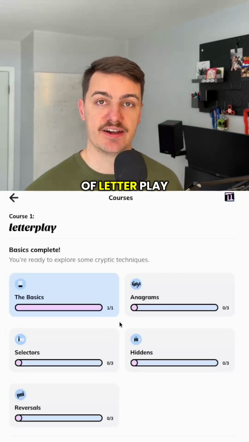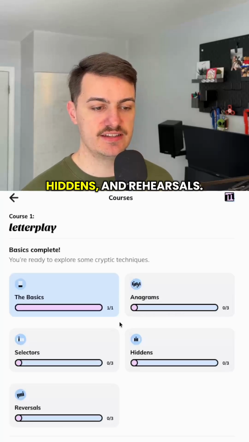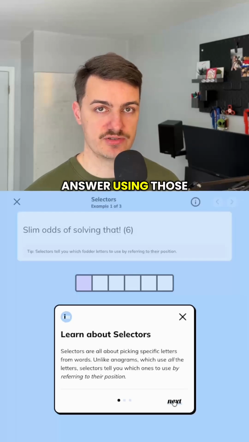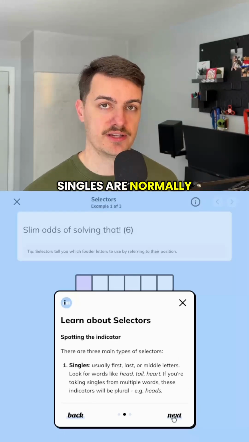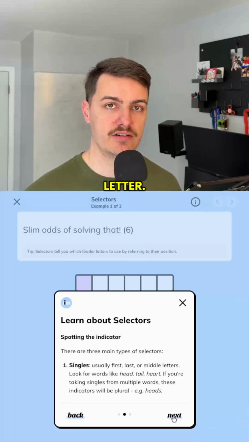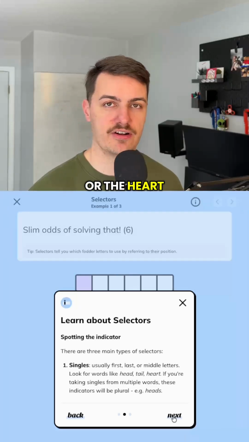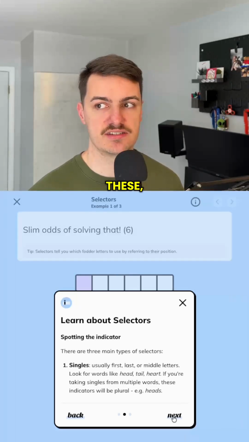The other types of letter play are selectors, hiddens, and reversals. Selectors usually tell you to pick specific letters and form your answer using those letters. Singles are normally the first letter, the last letter, or the middle letter. So they could be something like "head" to tell you the first letter, "tail" to tell you the last letter, or "the heart" to tell you the middle letter. There are a lot of variations of these, so you've got to look out for those.